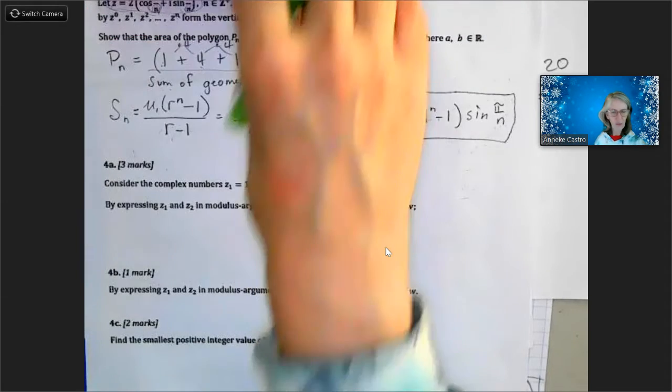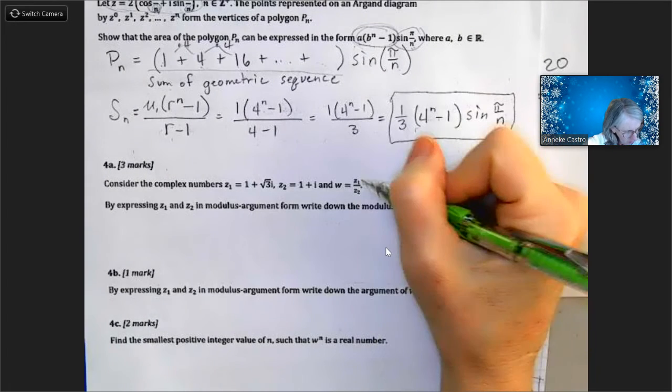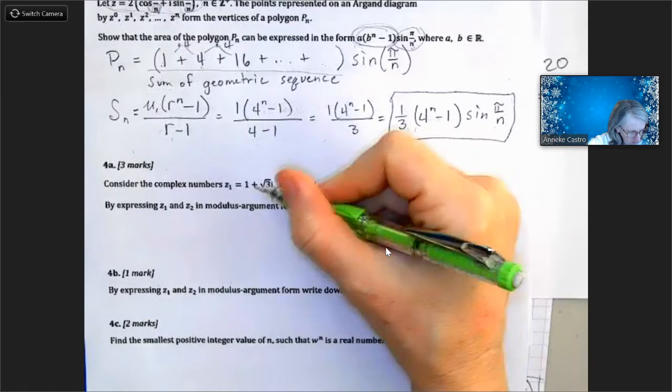Okay, the last problem, and happy to report this is not the hardest problem. Thank goodness. Okay, it's not so bad really at all. So consider the complex numbers z1, z2, and w is equal to the quotient of these two puppies.